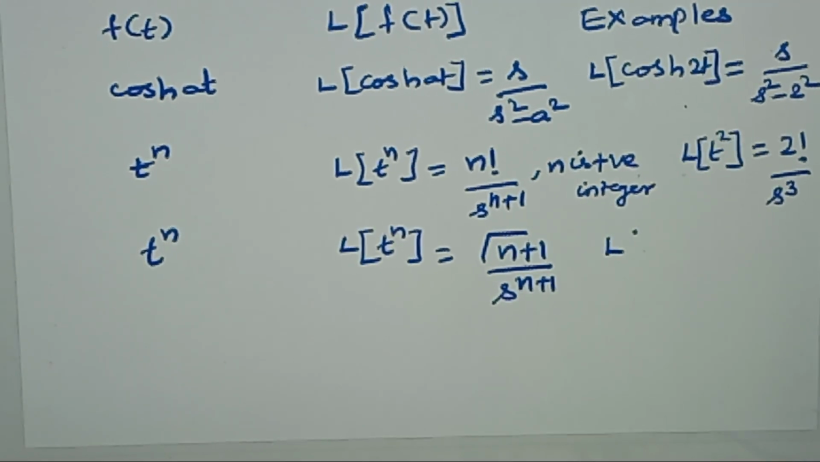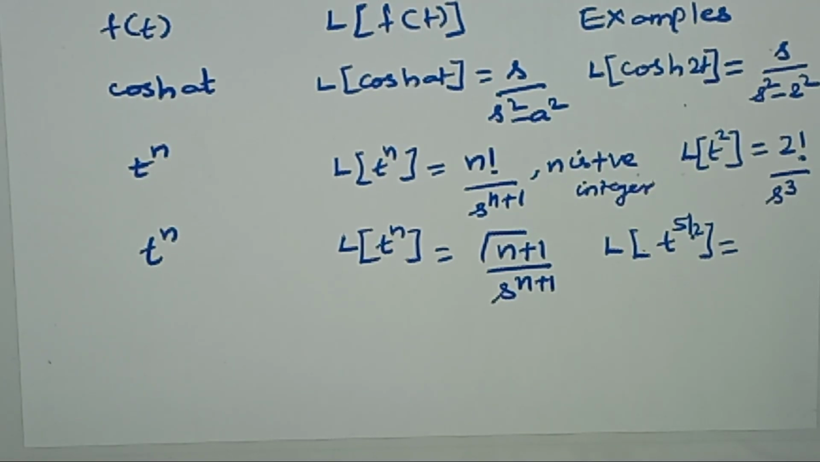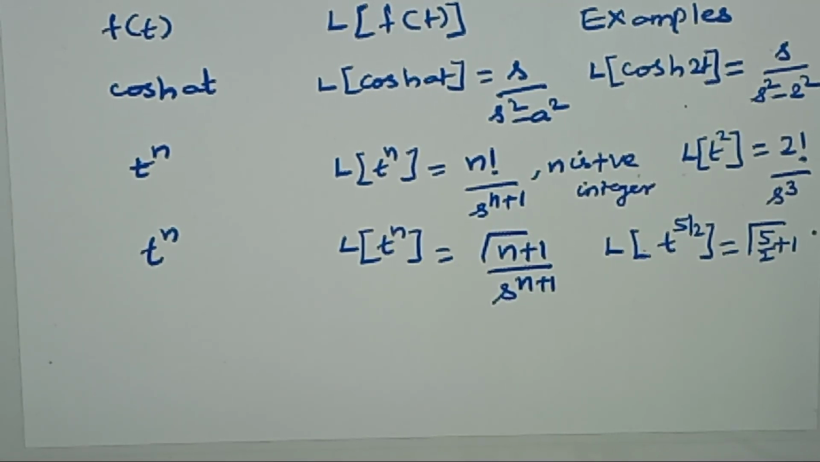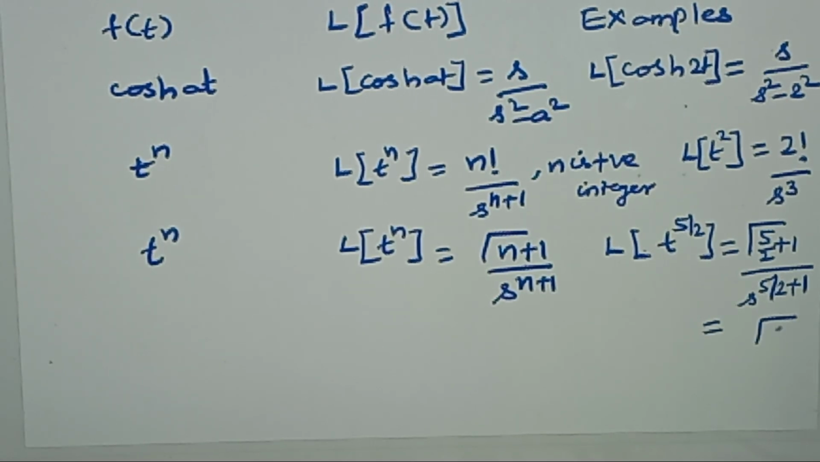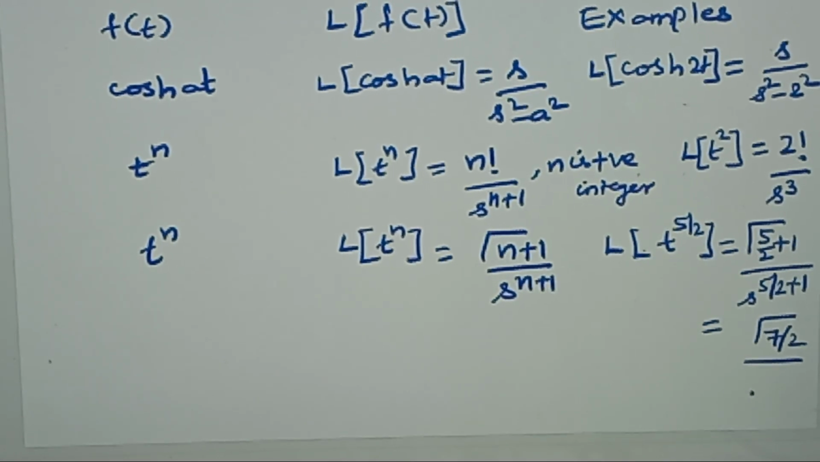Say, for instance, you have to find the Laplace transform of t to the power 5/2. So according to the formula, what is it? The value of n is 5/2, and gamma n plus 1 is gamma 5/2 plus 1, which is nothing but gamma 7/2 upon s to the power 5/2 plus 1. So what is your answer? Your answer will be gamma 7/2 upon s to the power 7/2.